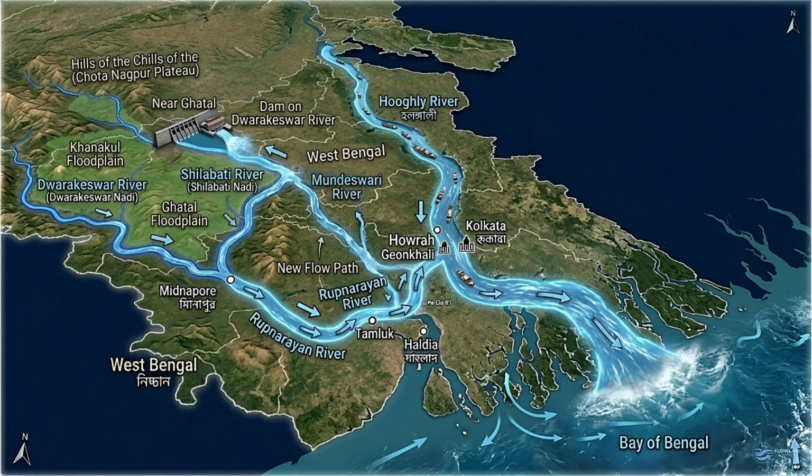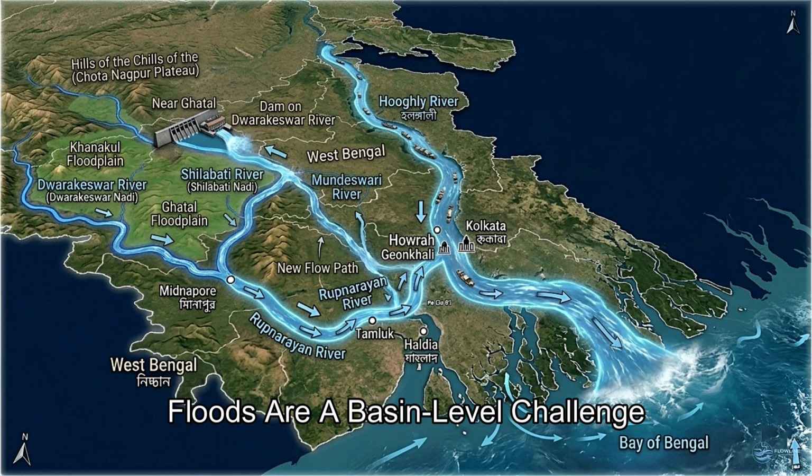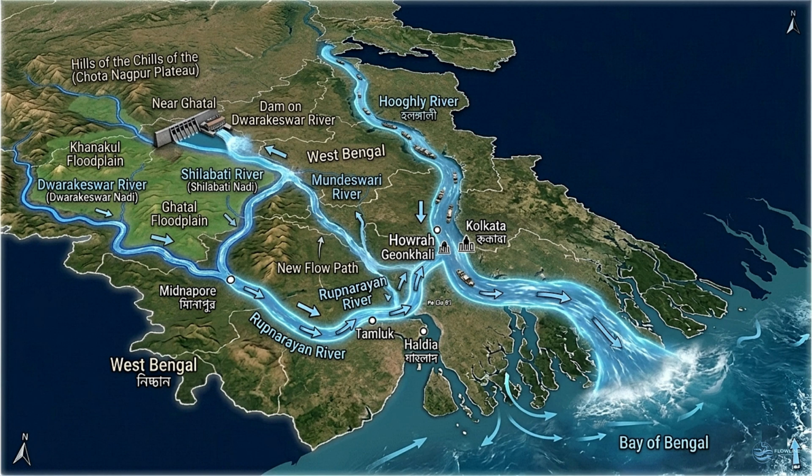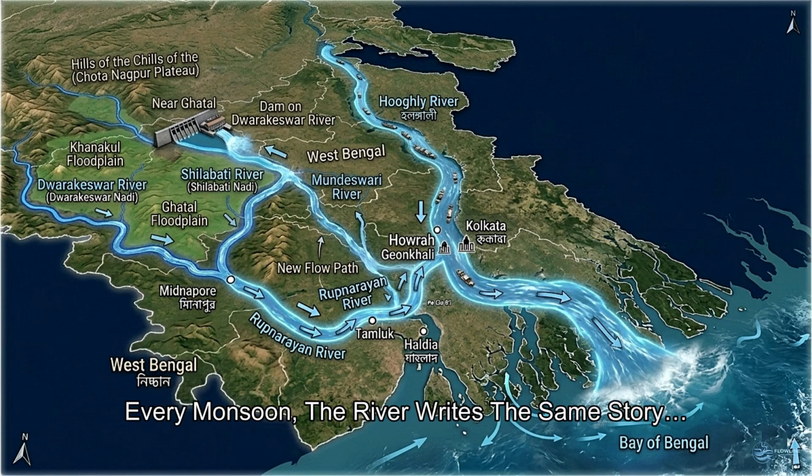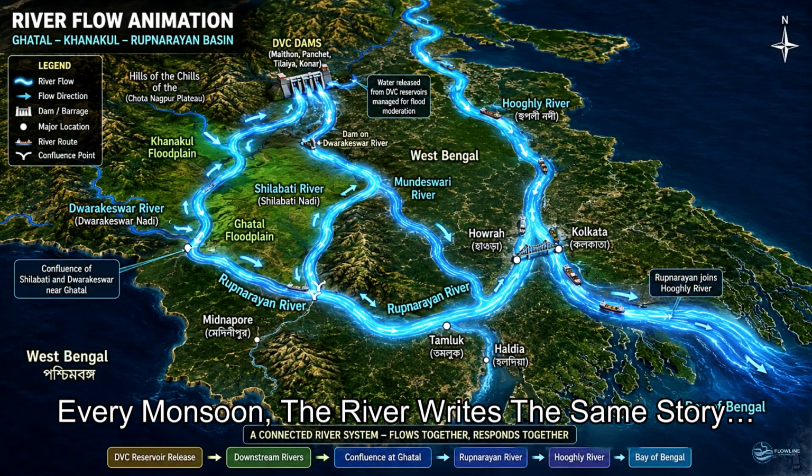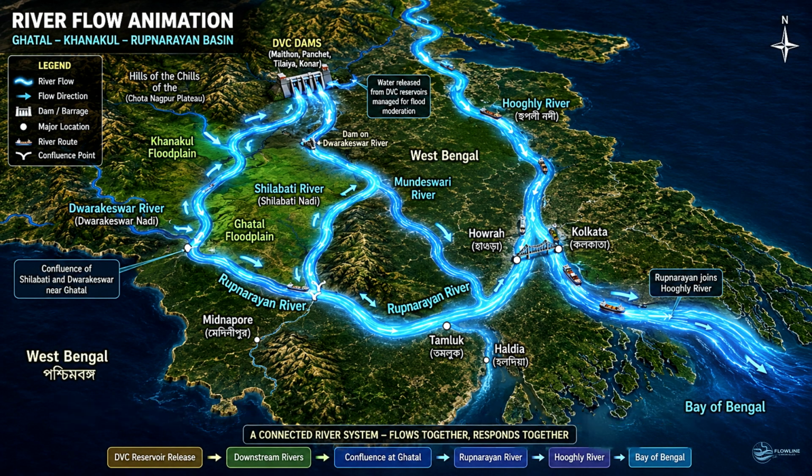To understand the flood challenge, we first need to understand the river network. The rivers of this region are part of a connected hydraulic system. The Dorakiswar River and the Shilabadi River flow through this landscape and interact with the wider Rupnarayan River system. The Rupnarayan then continues downstream toward the Hooghly River before finally meeting the Bay of Bengal.